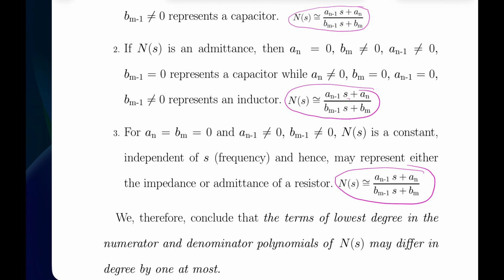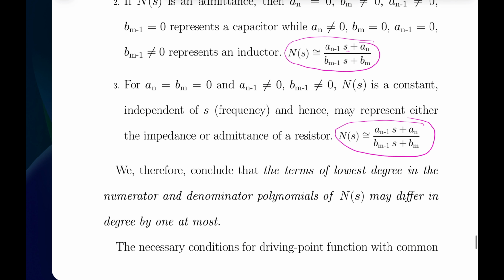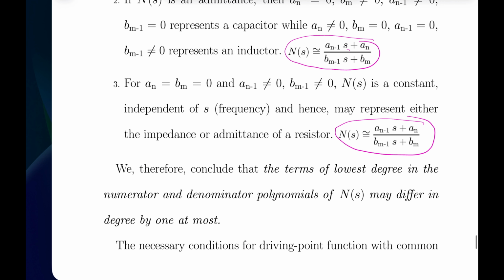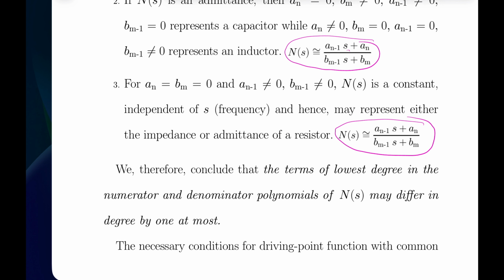The third case is an and bm are 0, a(n-1) is not 0, and b(m-1) is not 0. Then N(s) is a constant. So this represents a resistor because this is independent of frequency. We therefore conclude that the terms of lowest degree in the numerator and denominator polynomials of N(s) may differ in degree by 1 at most.